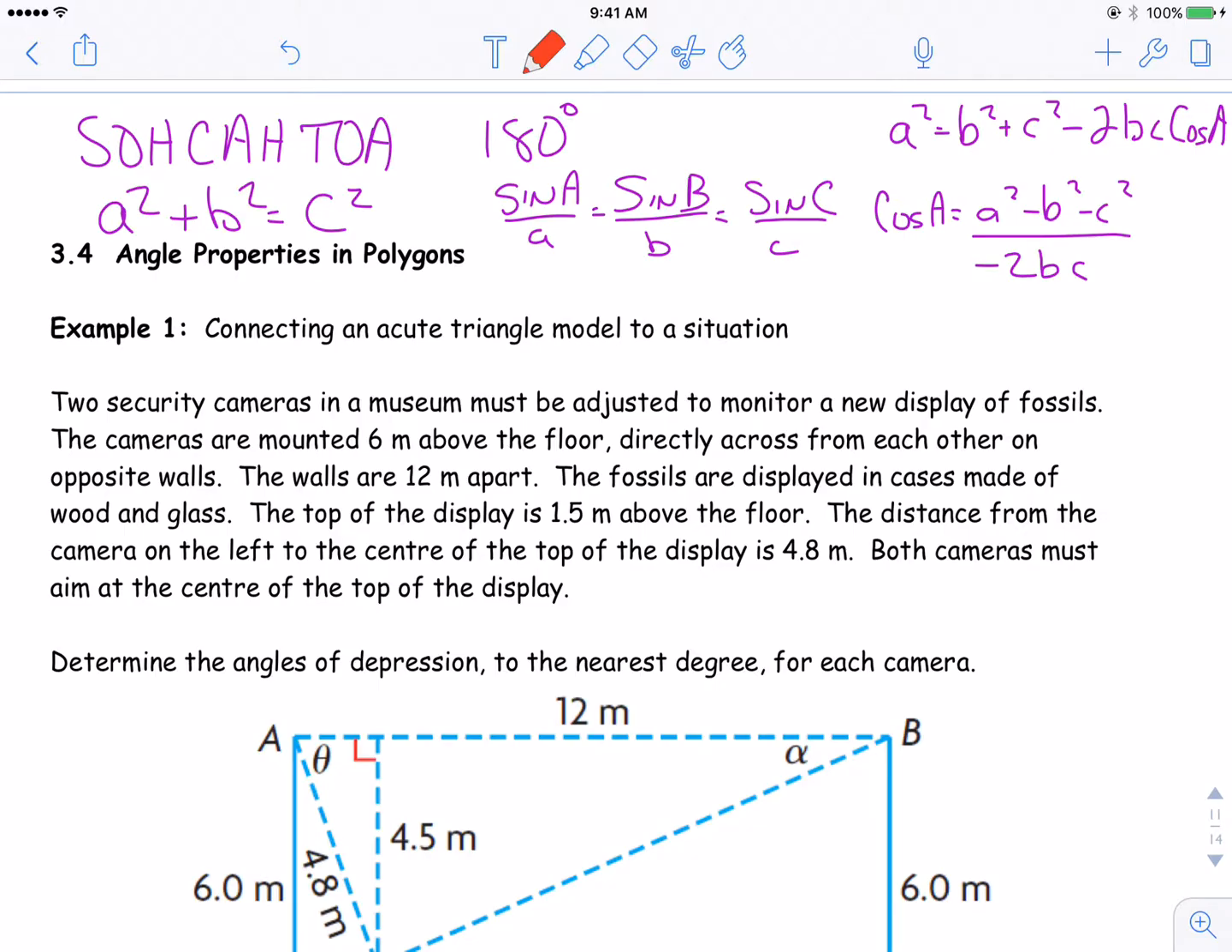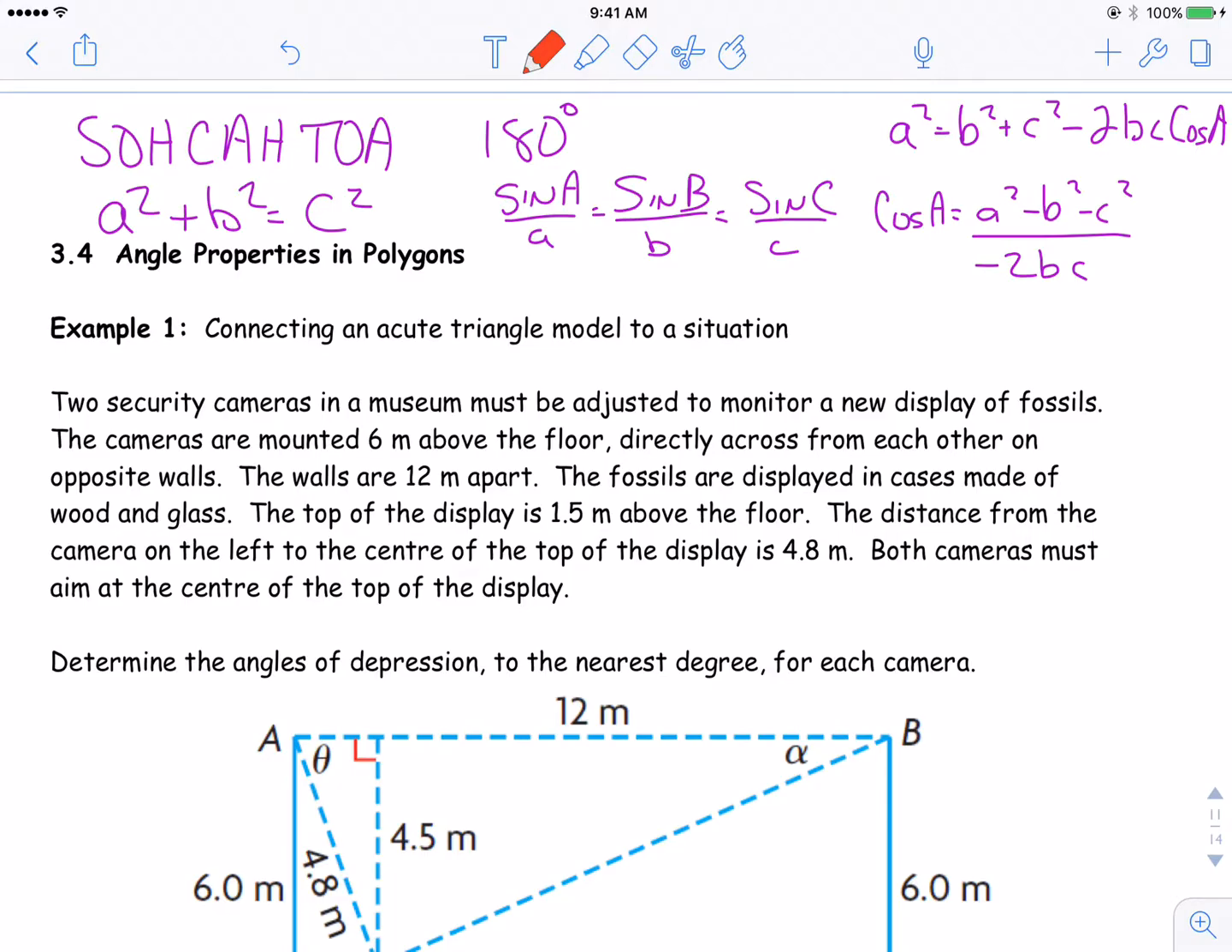So here we are, section 3.4. 3.4 just takes all of those tools that we've looked at in chapter 3 and has you use them to solve problems. You're going to have to look at a word problem, figure out what the triangle looks like, then decide whether or not you have a right angle triangle and can use SOHCAHTOA or Pythagorean theorem, or if you have either of the instances or situations in which you can use sine law or cosine law. All of that information I've listed right there at the top of the page.